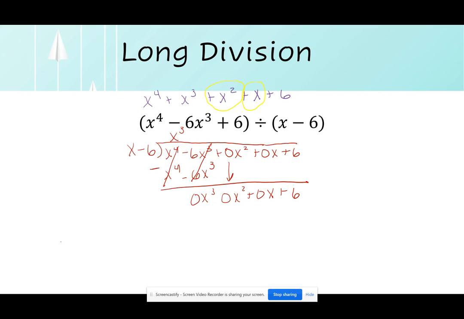Now you could keep doing this. So you would do like 0x cubed divided by x. It's just going to give you plus 0. So once you get just your constant left, that is your remainder. So your answer here is just x cubed plus 6 divided by, and again, always write it over what you're dividing by.